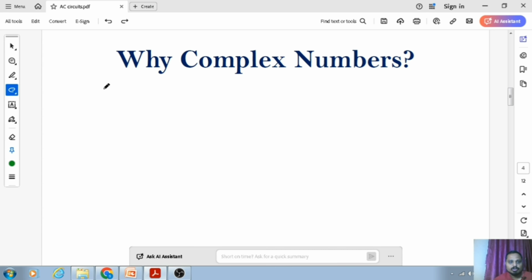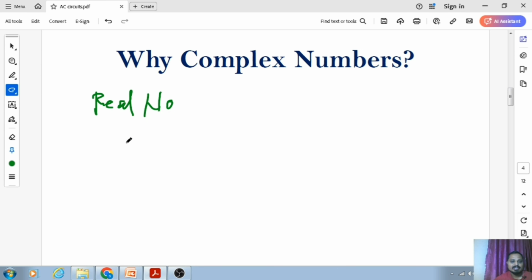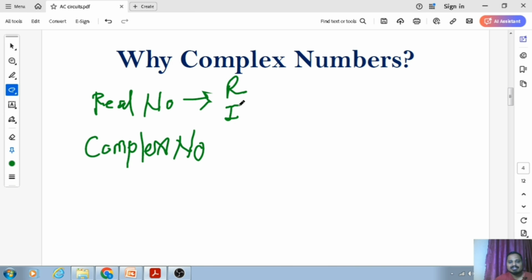We all know that there are two types of number system. First one is real numbers, and second one is complex numbers. We all know that in real numbers there are two basic types. First one is rational and second one is irrational numbers. But we are going to focus on complex numbers. Why are complex numbers needed?